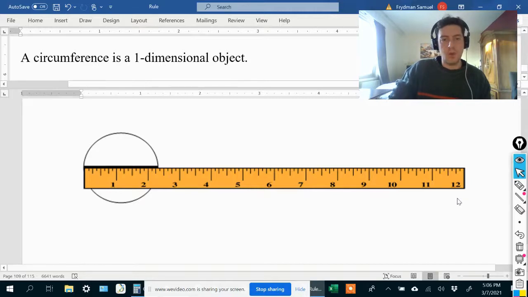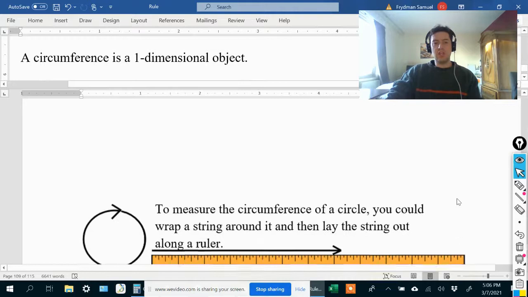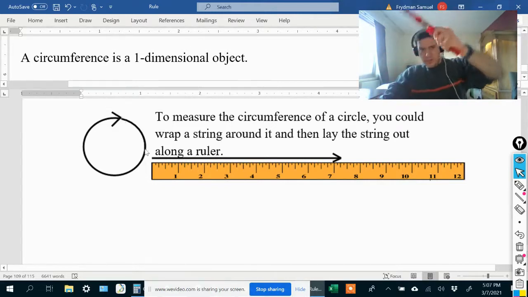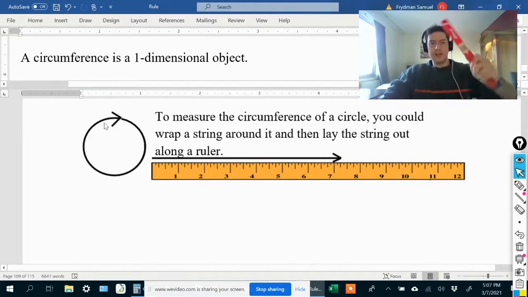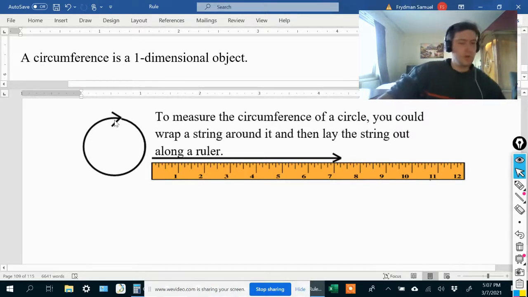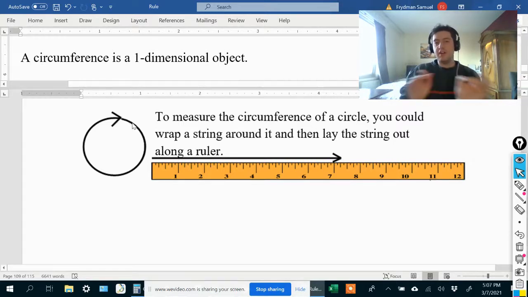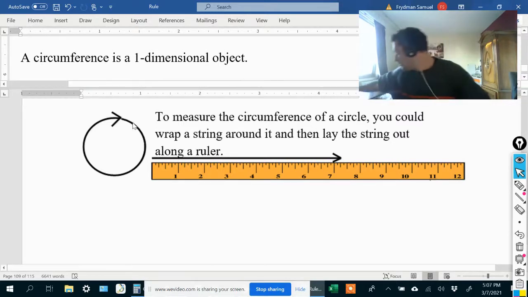Circumference is also a one-dimensional object, and that might sound a little bit strange. You might be asking yourself, wait a minute, how can I take a ruler and put that up against the circumference of the circle and measure how long it is? It doesn't seem like I could really do that with a ruler, but you could if you had another tool. If you had, let me get my string back here.